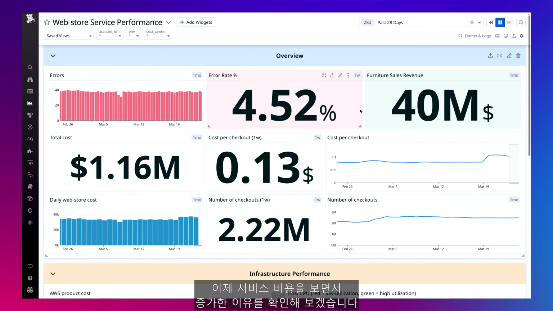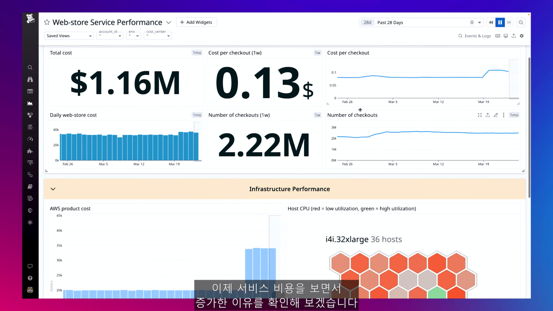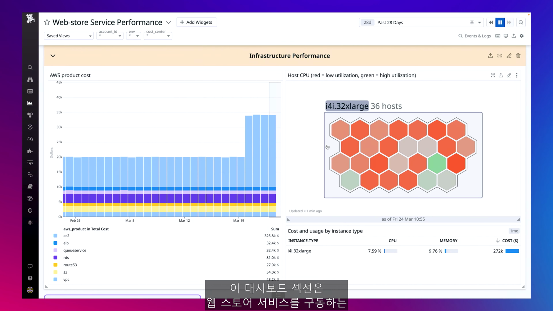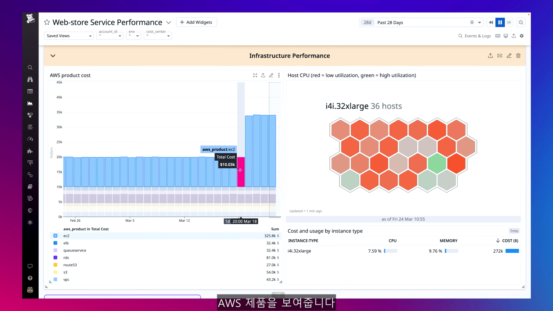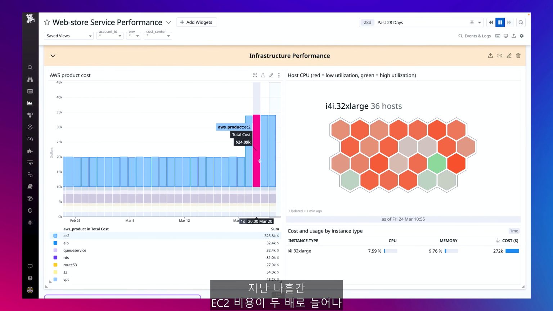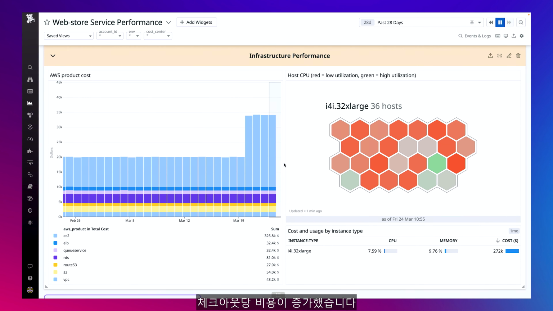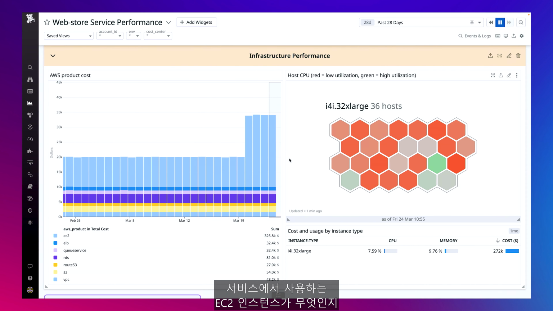Next, I'll investigate the service costs to understand why they increased. This section of the dashboard shows the AWS products powering my web store service. In the past 4 days, my EC2 costs doubled, which is driving the increase in cost per checkout. I want to understand what EC2 instances our service is using and how they're performing.